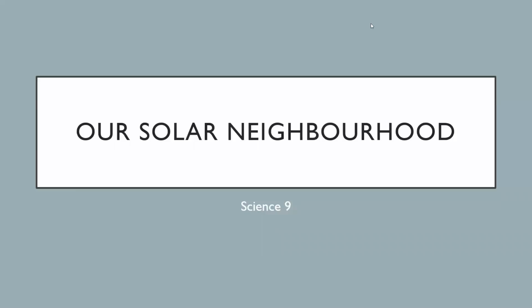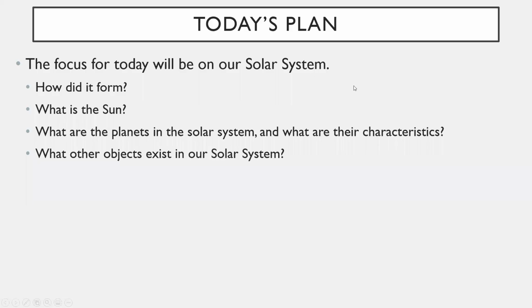So today's lesson is going to be on our solar neighborhood. In other words, we're just worried about the things that are inside of our own solar system, whether it's planets, whether it's the moons of those planets, whether it's asteroids, and anything else in between. So here we go. Again, like I said, the focus for today will be on the solar system.